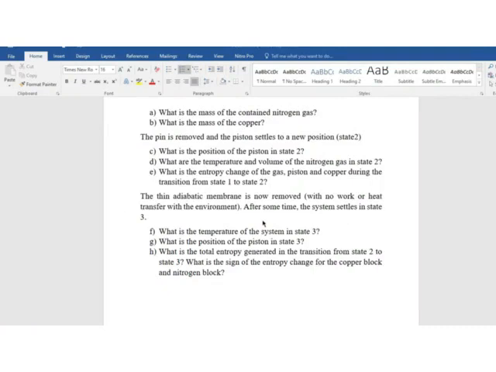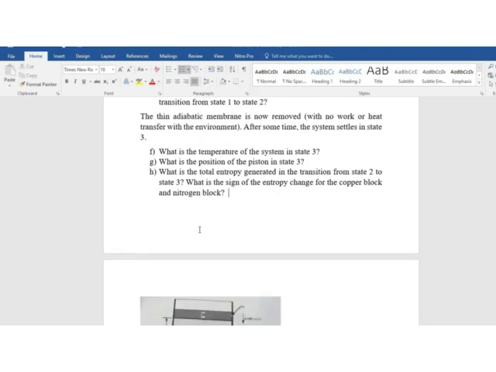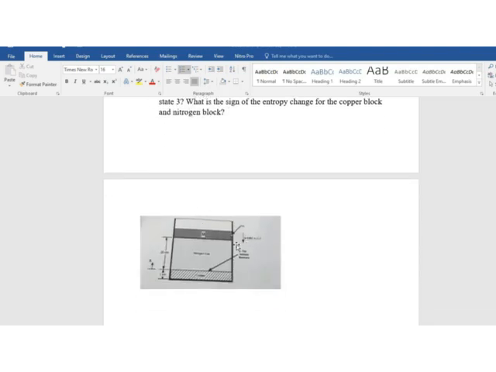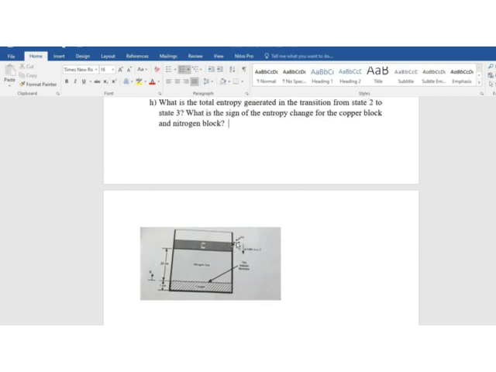So moving to the next question, the pin is removed and the piston settles to a position, state 2. What is the position of this piston in state 2? What are the temperature and volume of nitrogen gas in state 2? What is the entropy change of the gas, piston and copper during the transition from state 1 to state 2? From this diagram we can see that there's a pin. So the pin has been removed. We don't know whether the piston has moved upward or downward, so we are to determine the position it is at now.